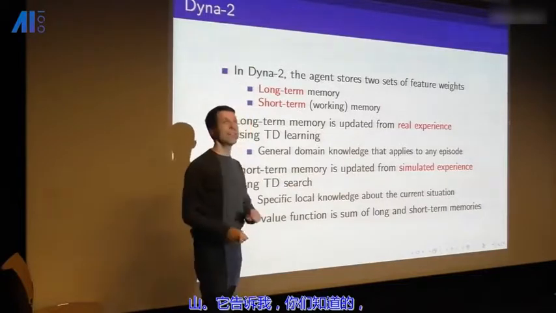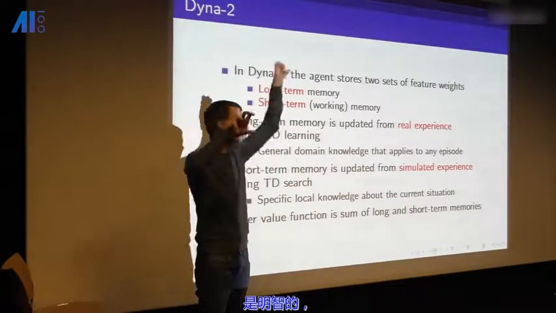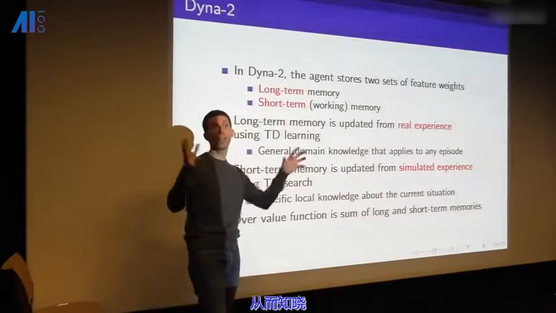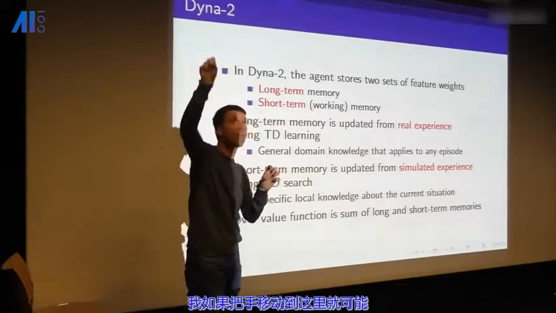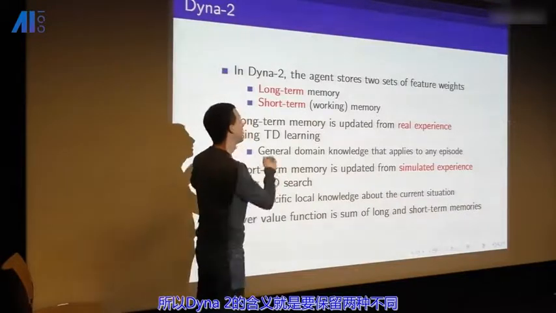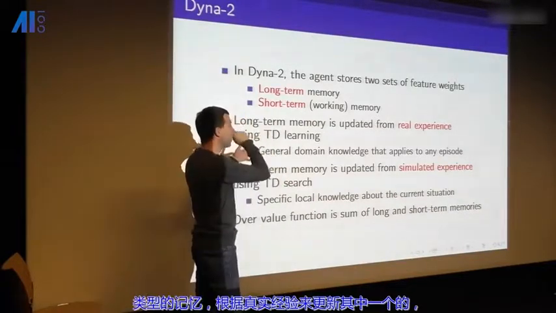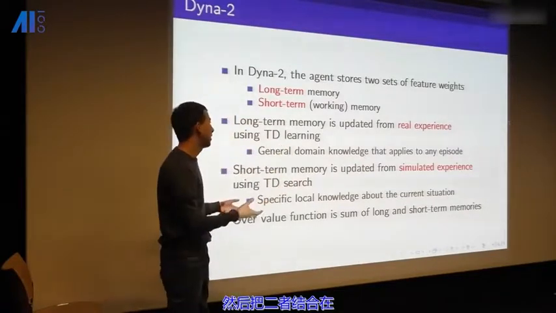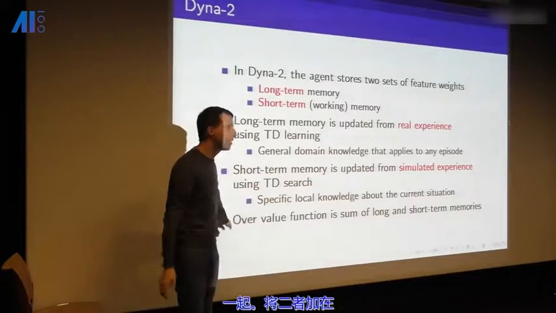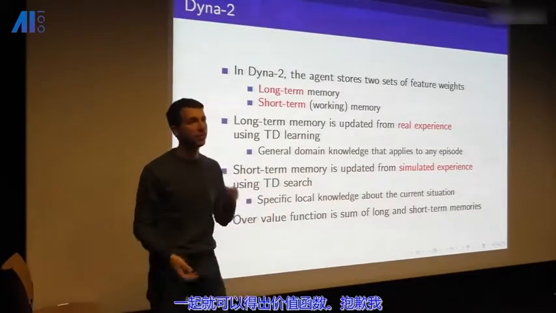This thing tells me that in general, it's a good idea to move your hands like this. This thing tells me that I've done some look ahead from this point onwards, and I know that in this situation, this rock is loose, and I'll probably fall over if I move my hand here. So the idea was we maintain two different types of memory. We update one of them from real experience and one of them from simulated experience, and then we sum these two together to give us our overall value function.